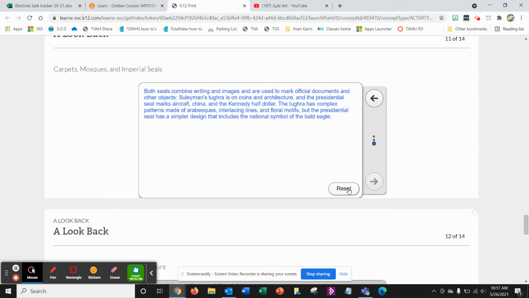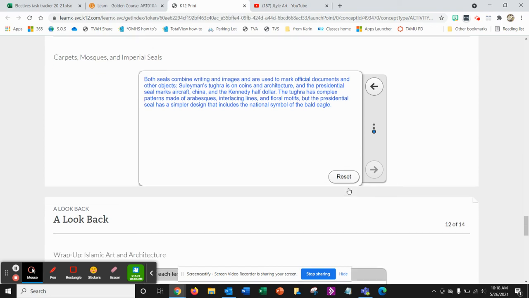China, in this part, when they talk about China, they're talking about plates and cups and things, and the Kennedy half dollar. The Tugra has complex patterns made of arabesques, interlacing lines, and floral motifs, but the presidential seal has a simpler design that includes the national symbol of the bald eagle.